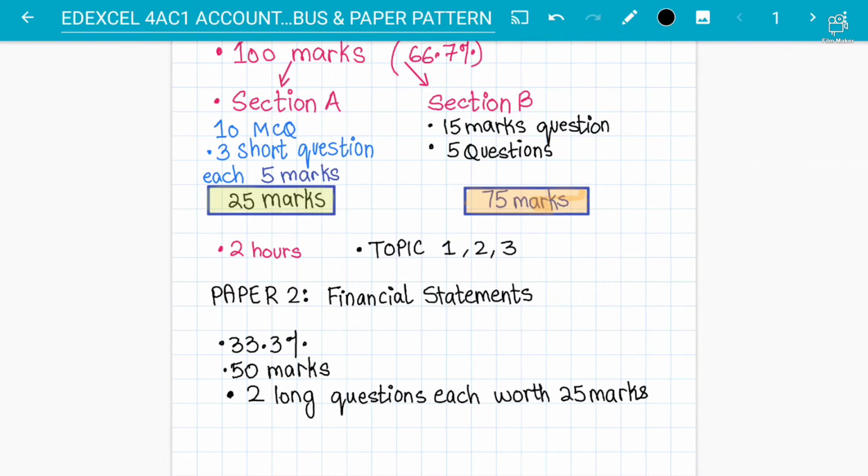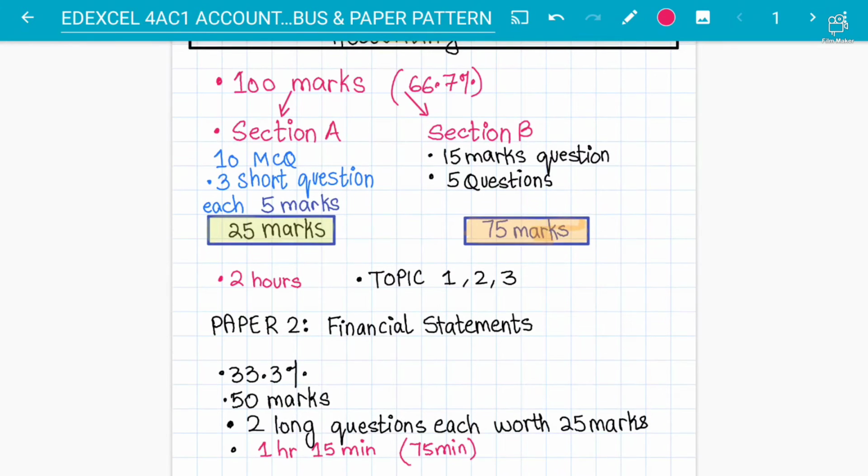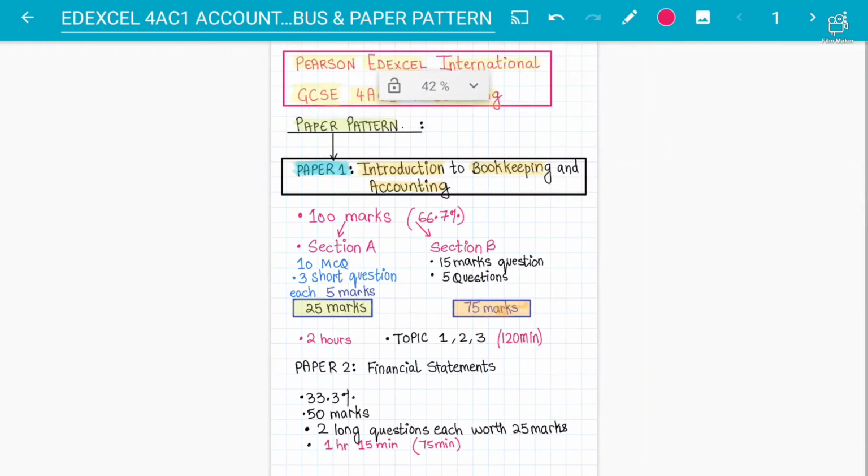So paper 2 is about financial statements, 33.3%, and the most important thing is how much time is available. You have 1 hour 15 minutes, okay, students? So you have 75 minutes to solve this paper, and for the other paper you have 2 hours, which means 120 minutes. This is to give a complete idea.